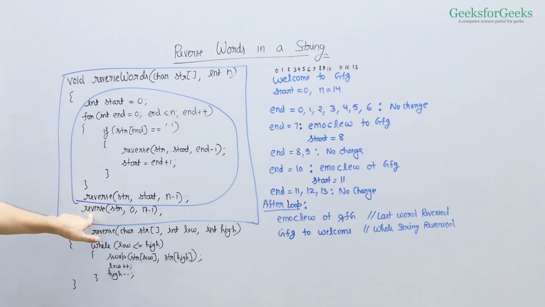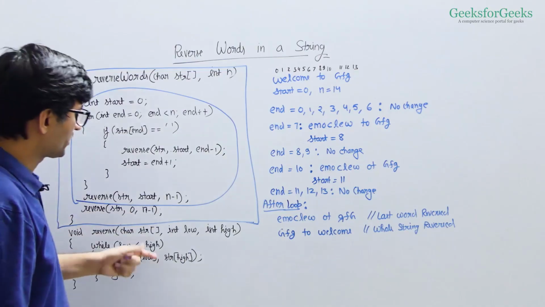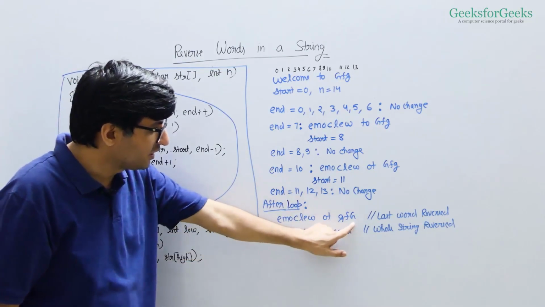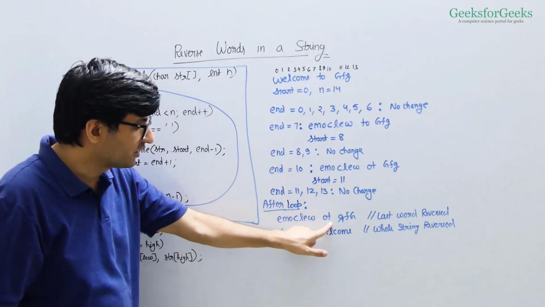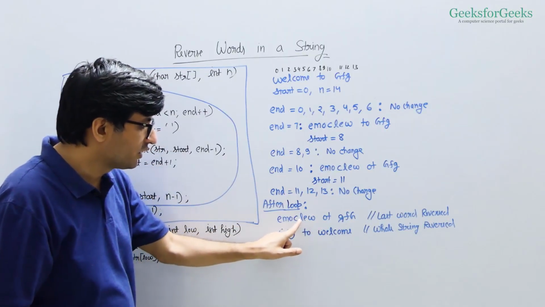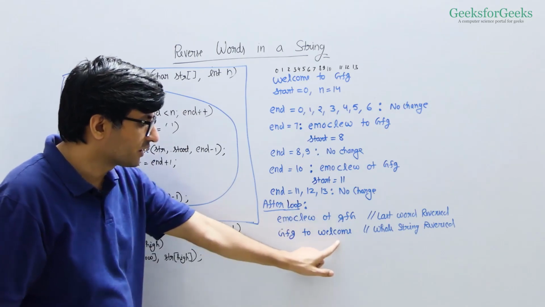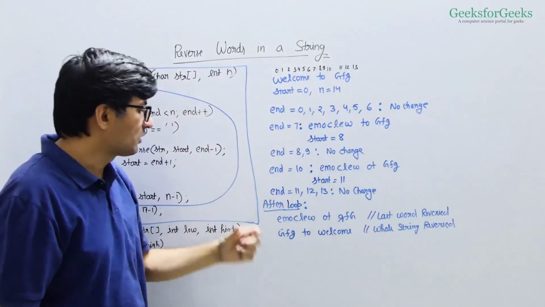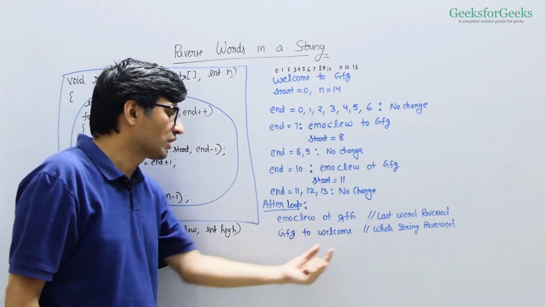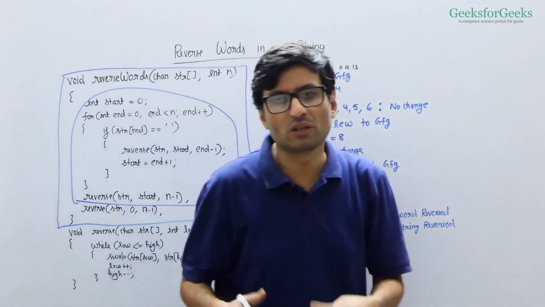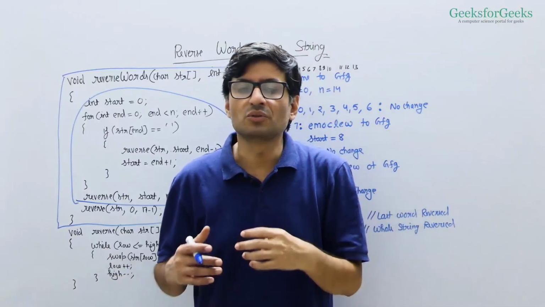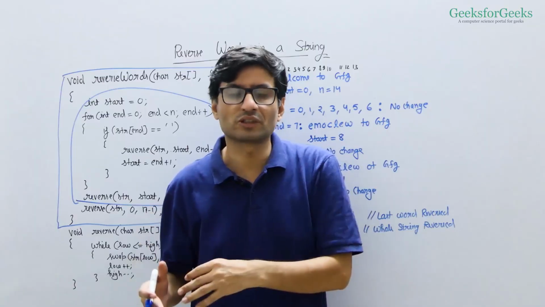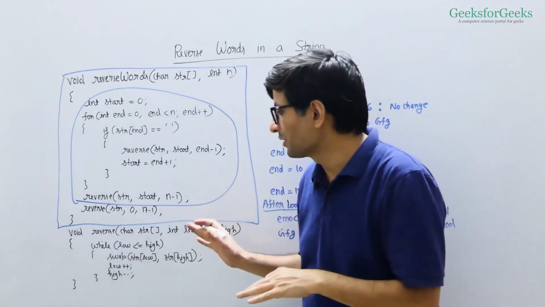Now this is the last phase or the second phase where we reverse the whole string from 0 to n minus 1. After reversing the whole string, we get G, F, G, then space, then T, O, then W, E, L, C, O, M, E. So we get the words reversed. Our original string was welcome to GFG. Our modified string is GFG to welcome. So we have reversed all the words without using an auxiliary array or an auxiliary space of non-constant size. We're just using some constant variables.